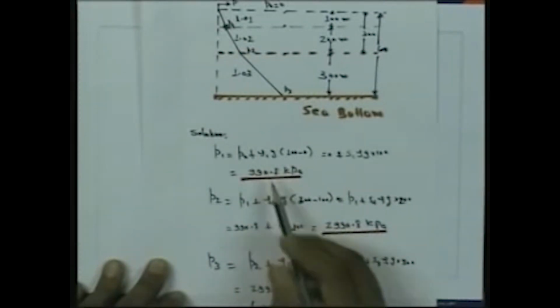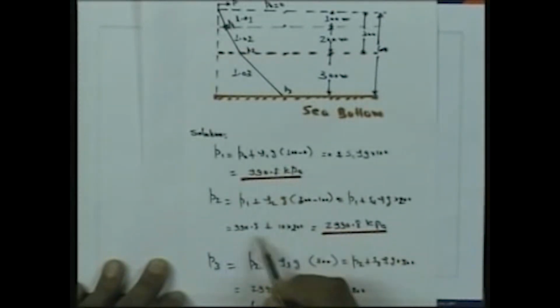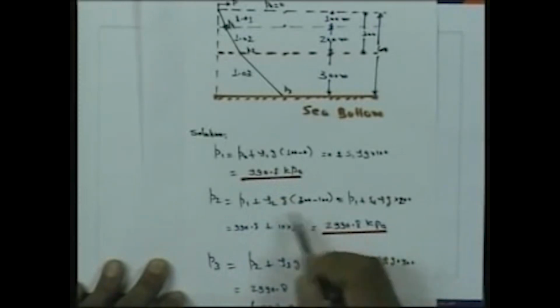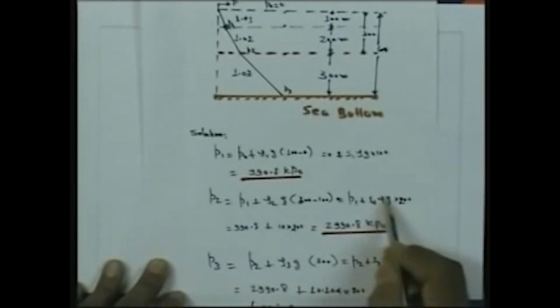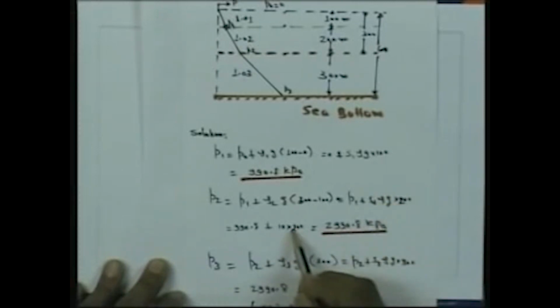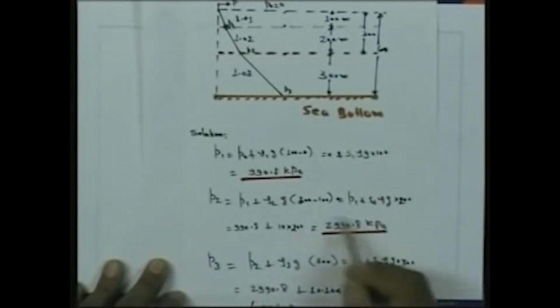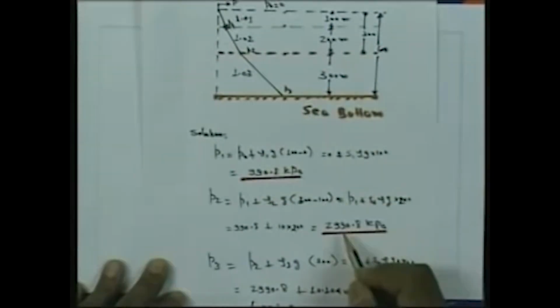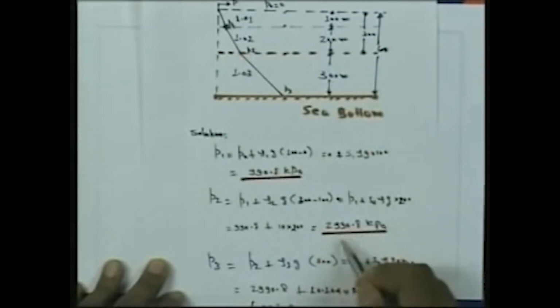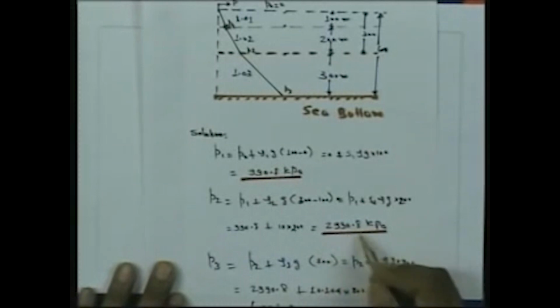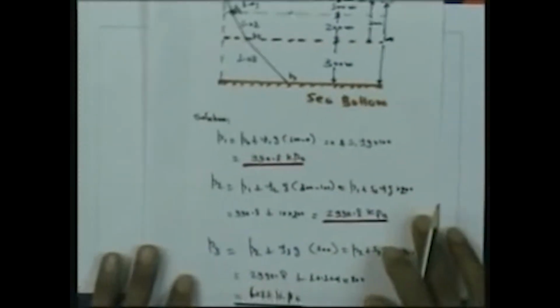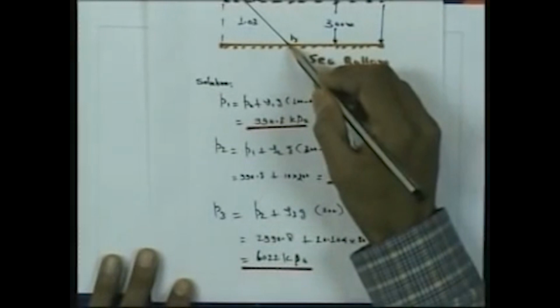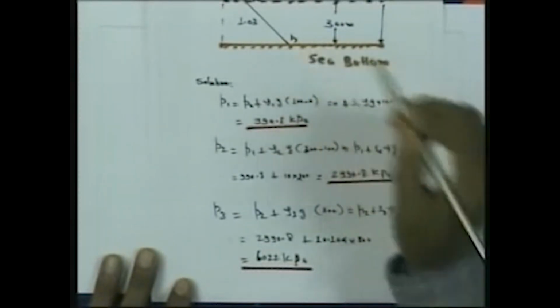So, that total P2 is equal to P1, which we have already determined as 990.8 kilopascal, plus this, S2 into rho g, which is about 10, into 200. So, the total pressure at this location, P2, will be 2990.8 kilopascal. So, similarly, now we will determine the pressure at the bottom of the sea.